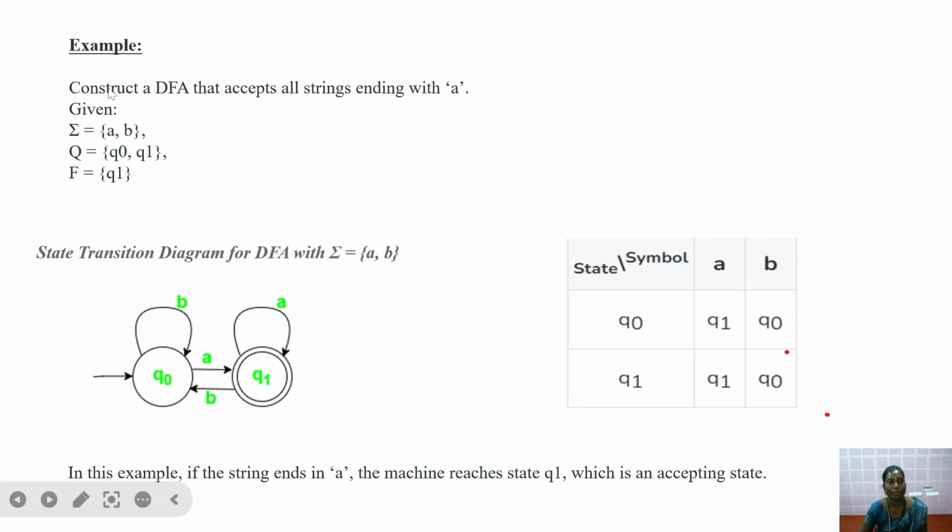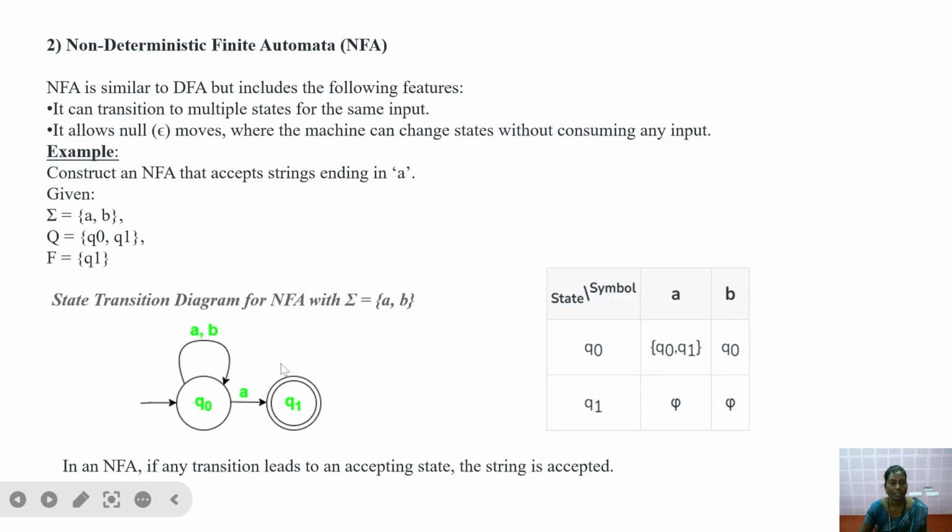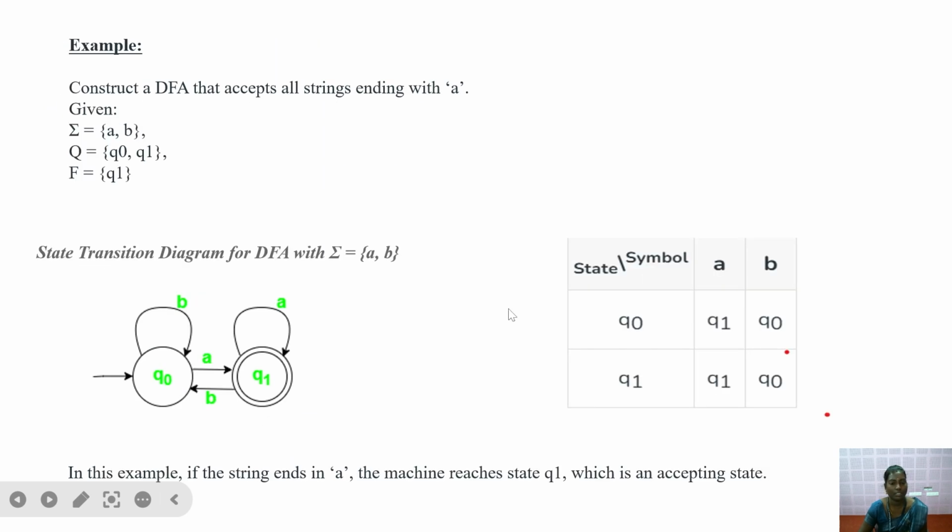Next, here is an example of deterministic finite automata. Construct a DFA that accepts all strings ending with A. Here epsilon, the input symbols, I have already said, are A, B. Capital Q represents the states Q0, Q1, and F is the final state. The final state is represented by a double circle, whereas the starting state is represented by a single circle. This is the transition diagram. This is the transition table.